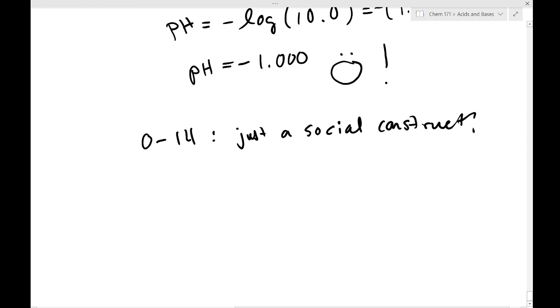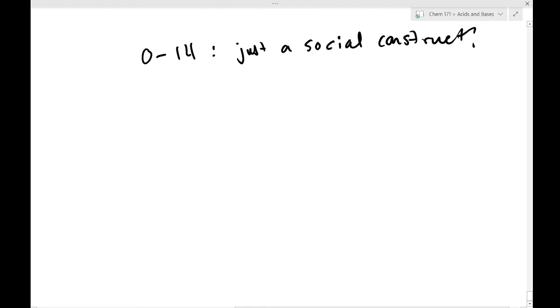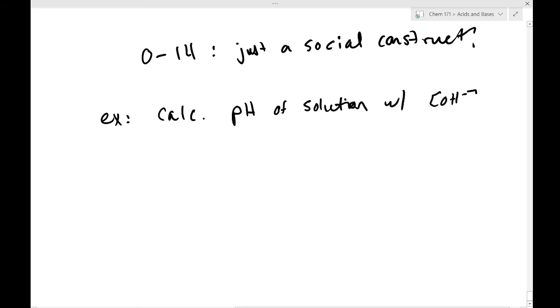Okay, let's do a few more examples. These are just to practice. Let's do an example where we calculate the pH of a solution with an OH minus concentration equal to 2.5 times 10 to the minus 3 molar.